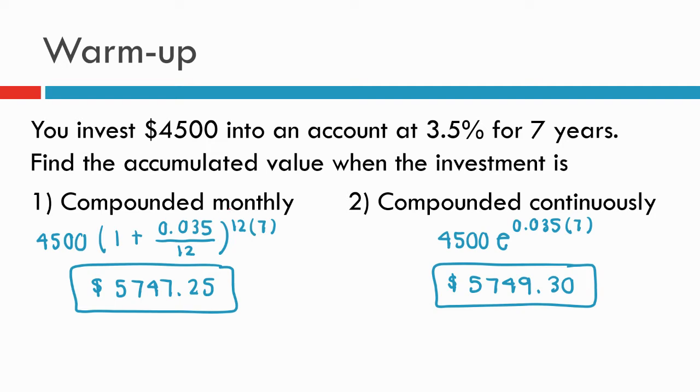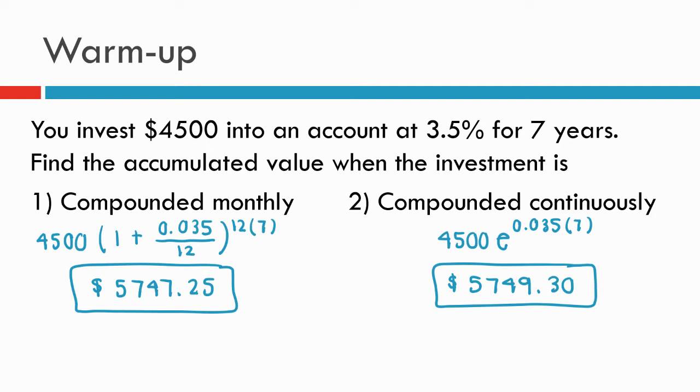So in the first one, because it's compounded monthly, we have 12 months in a year. Make sure that you show exactly what it is that you're going to be typing into the calculator. And then when you put it in, make sure you're rounding to 2 decimal places because we're talking money.